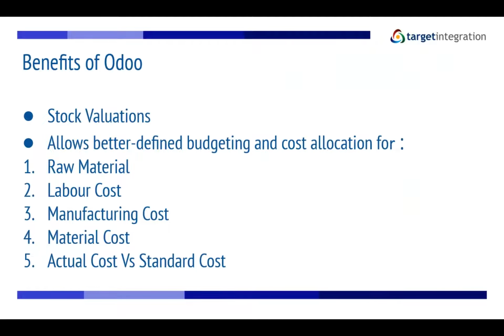Also, it will help you to reduce cost by removing redundant systems from multiple locations, which in short will help you to define budgeting and cost allocation for your raw material, whether it's your labor cost, manufacturing cost, or material cost, and you'll also be able to view and run reports based on your standard versus actual cost.